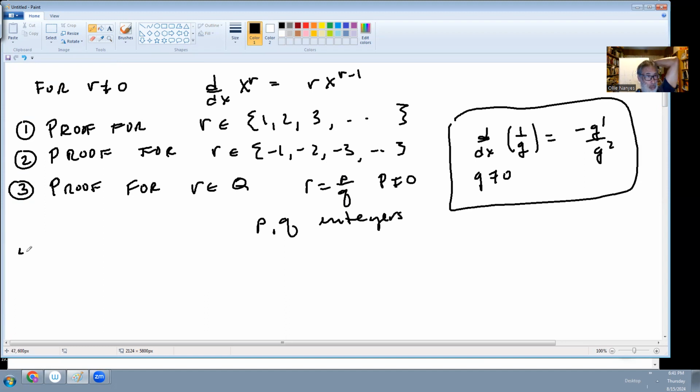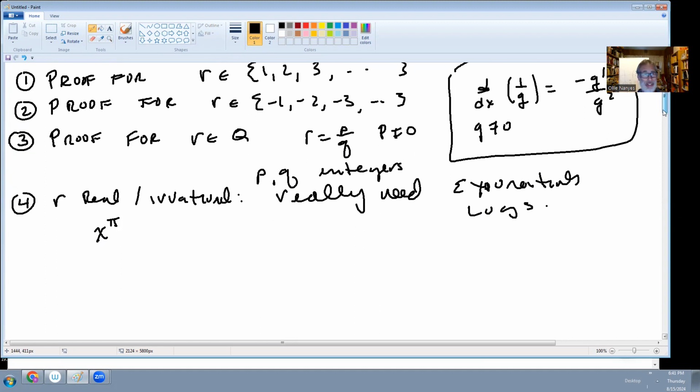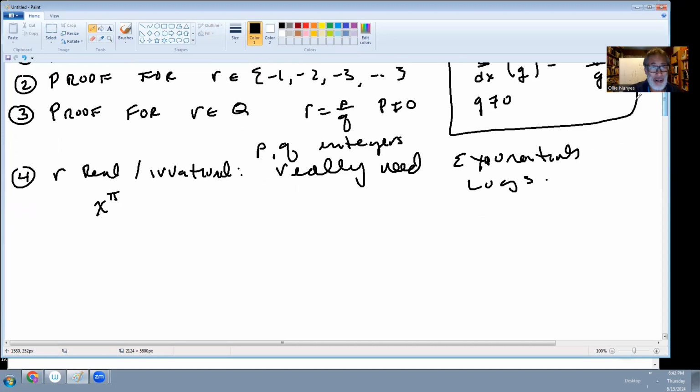Then what I won't do is r real but irrational. You really need exponentials and logs. If you think about what x to the pi really means, you're either going to have to do some sort of limiting process or define it in terms of exponentials and logs, because the rest of these are maybe more natural. This one here, that's something else. So let's go ahead and get started.